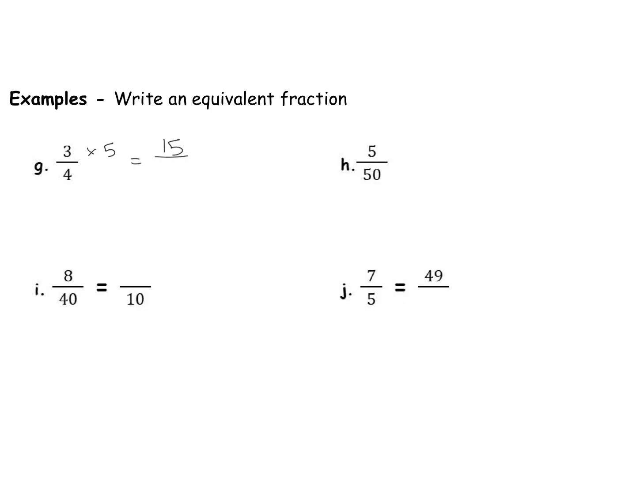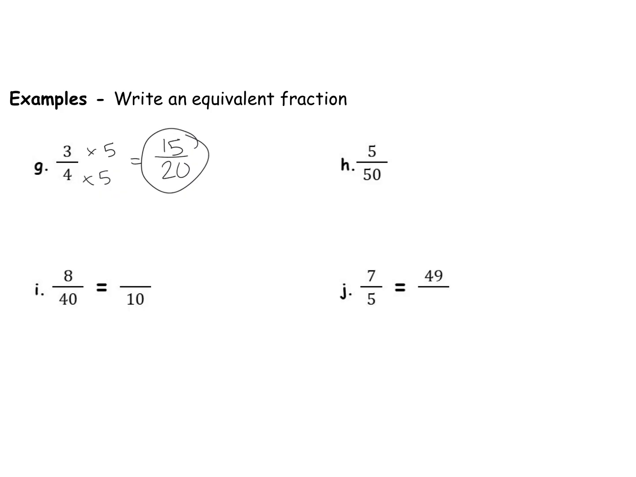To make sure this stays the same value, I also need to multiply the bottom by the same, right? Multiply the top, multiply the bottom, both by 5. 4 times 5 is 20. 15/20ths is an equivalent fraction of 3/4. I could simplify it out, divide it, and I would still get 3/4.